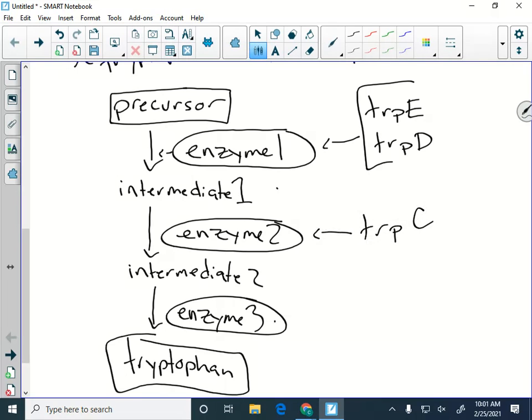trpC codes for enzyme 2. And trpB and trpA code for enzyme 3.